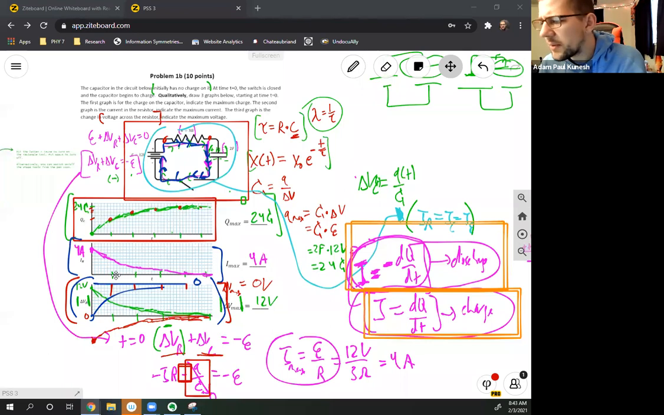Yeah, so again, we'll try to be explicit. If I'm looking for the magnitude of the change in voltage across the resistor, I'll be explicit about that. Otherwise, I would typically assume this is going to be negative, as it has been in the past.